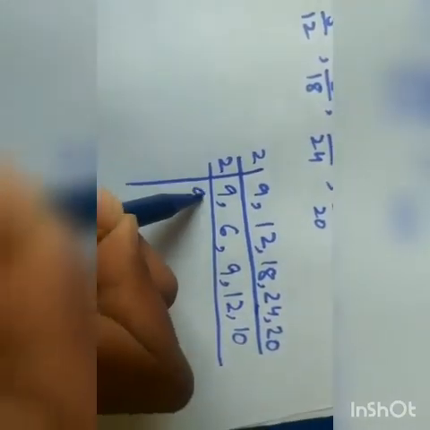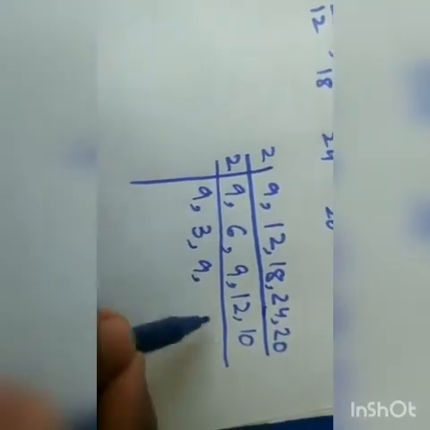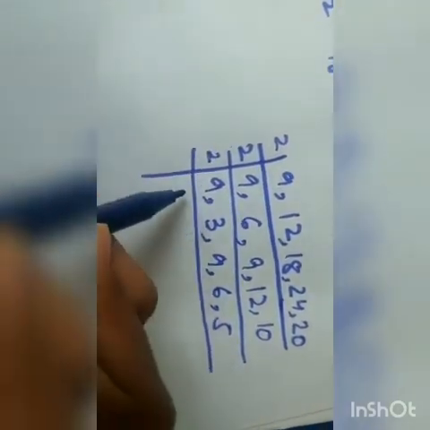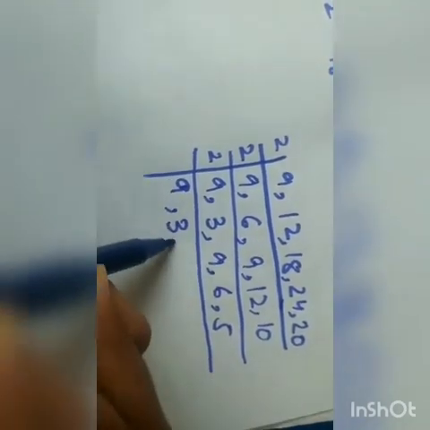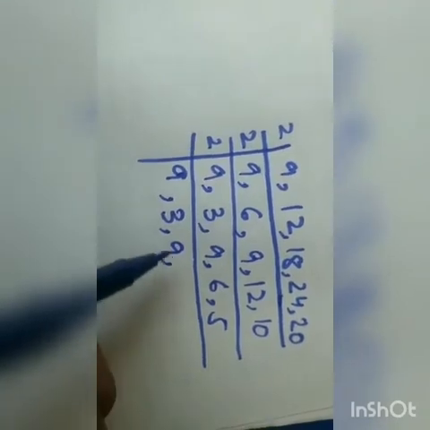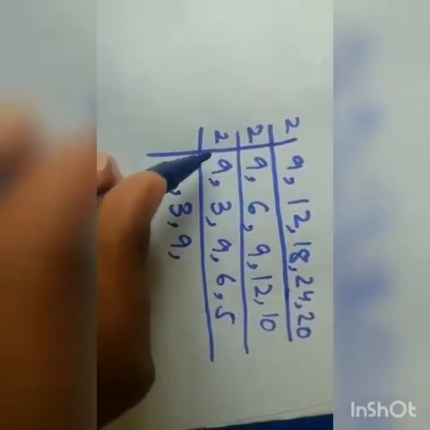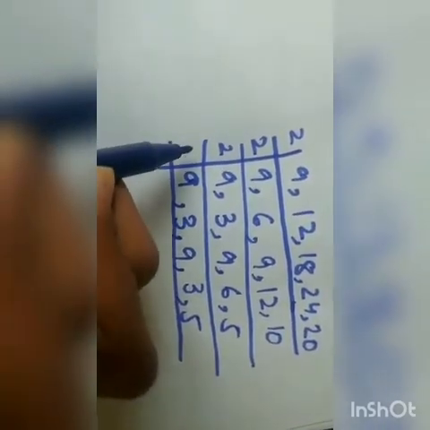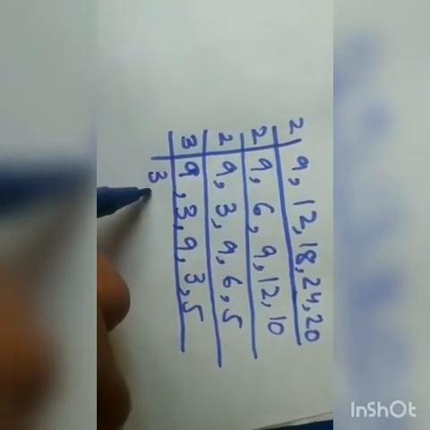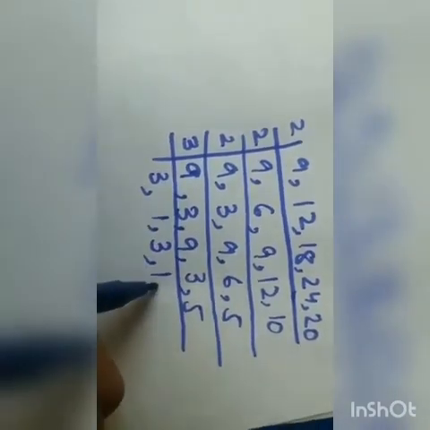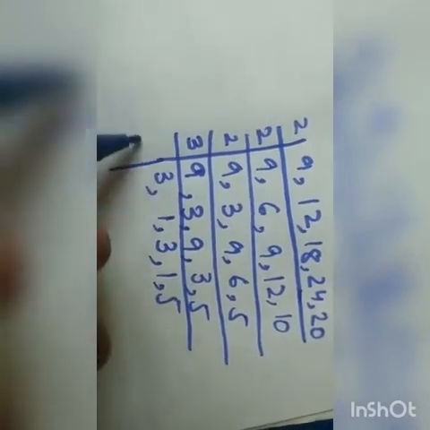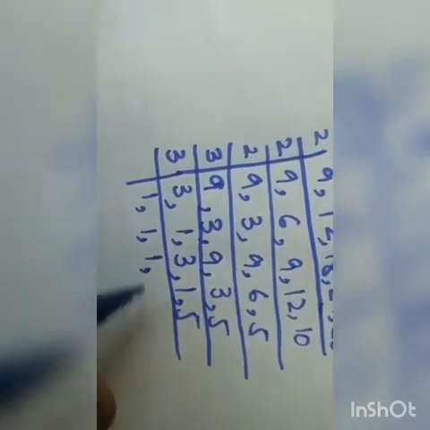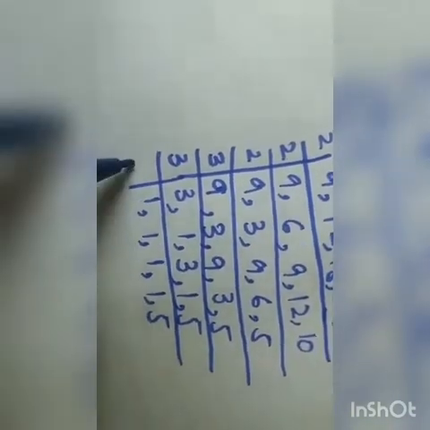Now again with 2: 2 3s are 6, 9 will come as it is, 2 6s are 12, 2 5s are 10. Further we will divide with 2: 3 will come as it is, 9 will come as it is, because 9 and 3 are not divisible by 2. So 2 3s are 6, 5 will come as it is. The next prime number will be 3. 3 3s are 9, 3 1s are 3, 3 3s are 9, 3 1s are 3, 5 will come as it is. 3 1s are 3, 1 will come as it is, 3 1s are 3, 1 will come as it is, and 5 1s are 5.